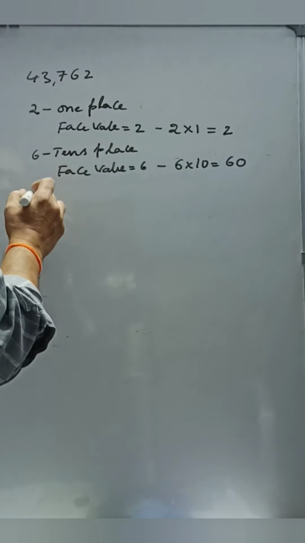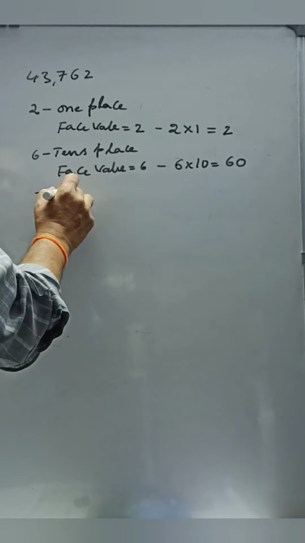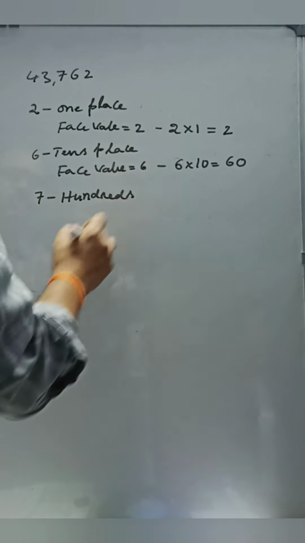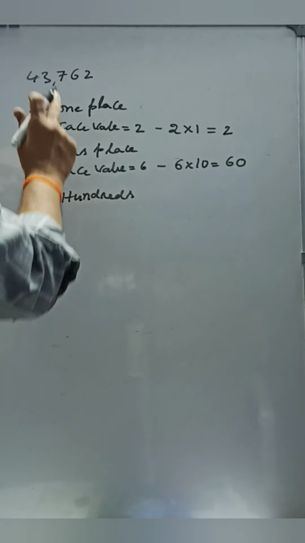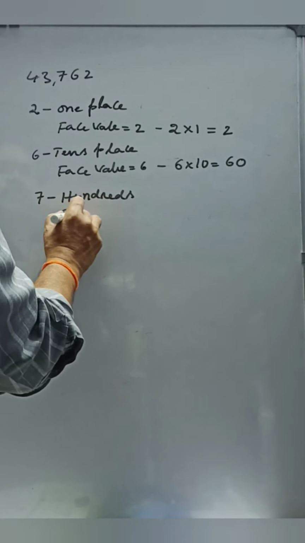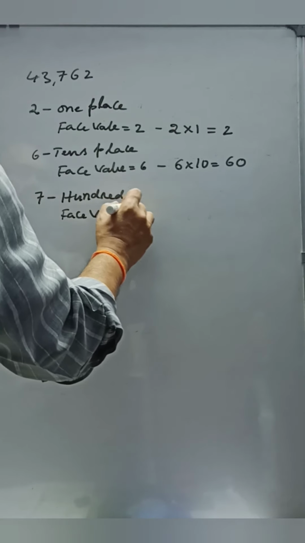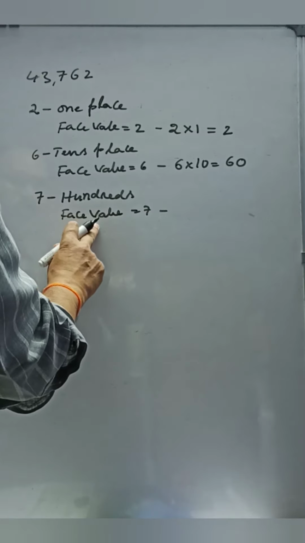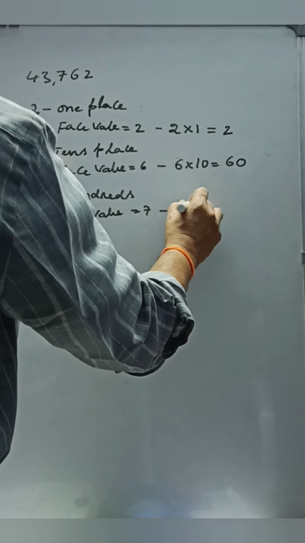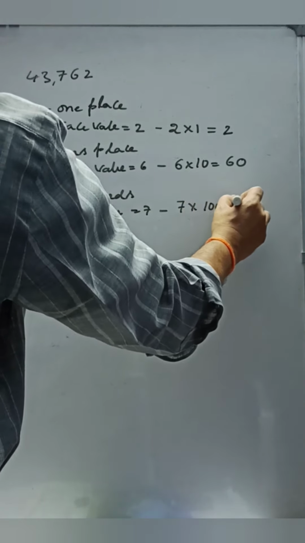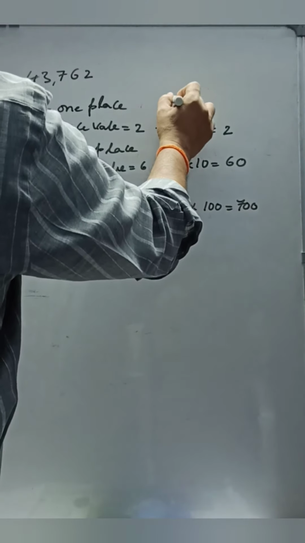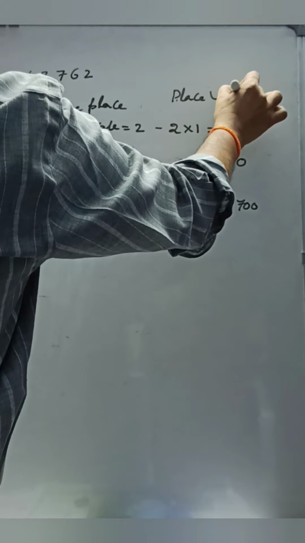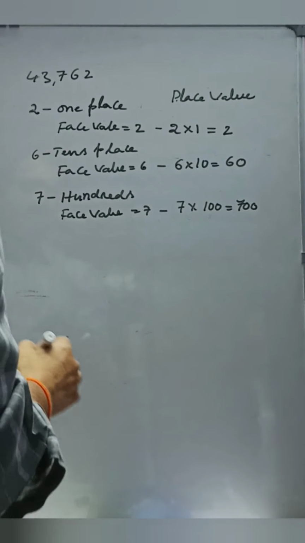The third digit, 7, is in hundreds place. To find the place value, first we write the face value. The face value of 7 is 7 and its place value is given by face value into its place. Face value is 7, its place is hundreds place. 7 into 100 is 700. This is called place value. Place value is given by face value into its place.